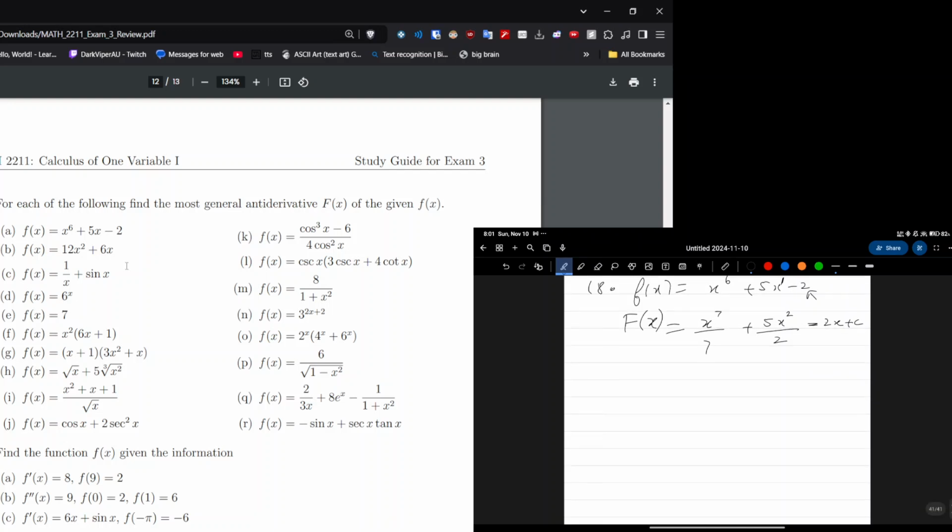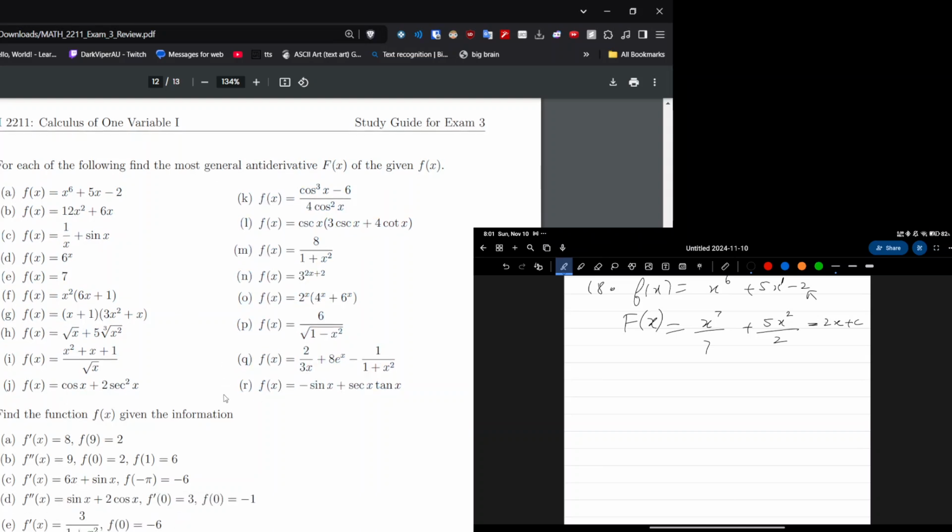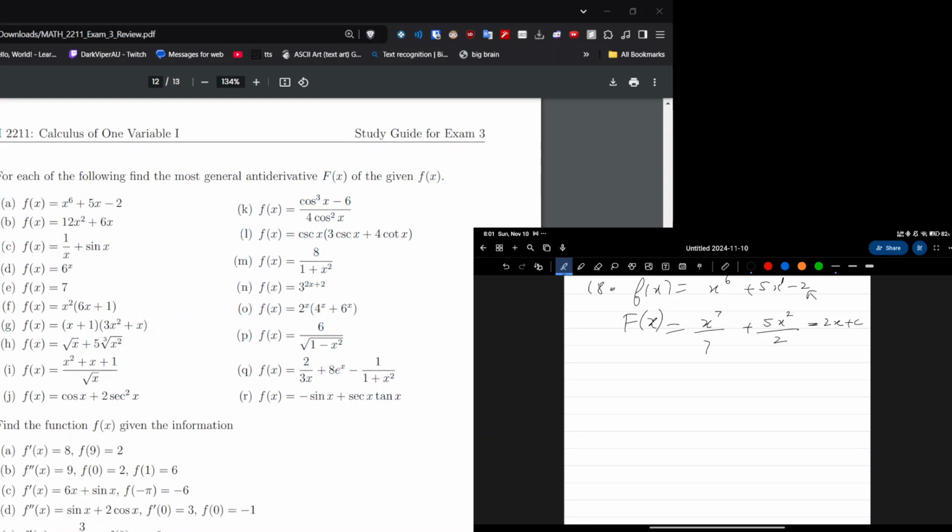Okay, all of these questions that we have, you need to simplify them, and then you can easily antiderivate them. Pick two questions from 18 for me to do. Which ones do you want me to do? Cube. Okay, let's do cube.